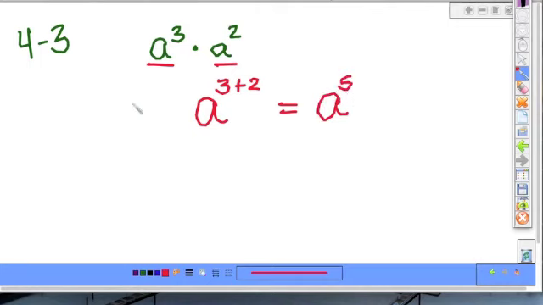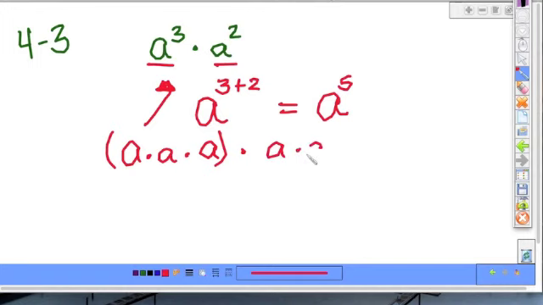If you wanted to write this out, it would look like a times a times a, all grouped together because that represents a to the 3rd power, times a times a. Since they are all the same, you wind up just adding them. I have 1, 2, 3, 4, 5 a's. So it's a to the 5th power. And that's all that means. You could write it all the way out so you can count them, or you can just remember to add the exponents.